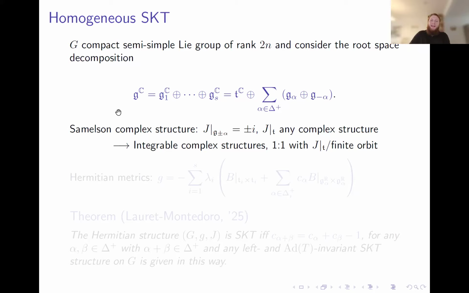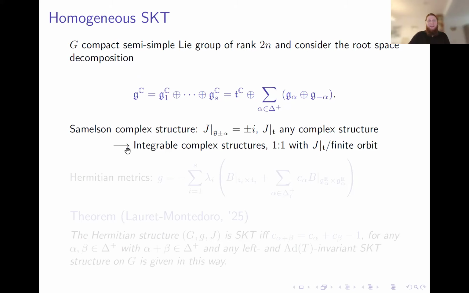Now we define a Samuelson complex structure by defining a complex structure on the complexification of the Lie algebra. So we just have to define it on the root spaces. The way you do it is, for the positive roots, you set J to plus I, and on the negative roots, you set it to minus I. So you only need to worry about what J should be on the Cartan subalgebra, and you take any complex structure there. This is an even dimensional vector space, so there is some choice of complex structure.